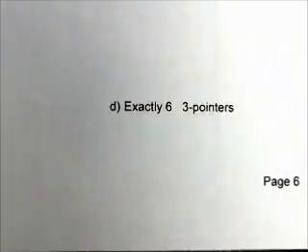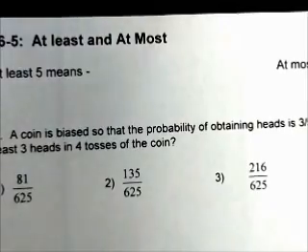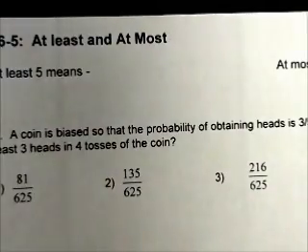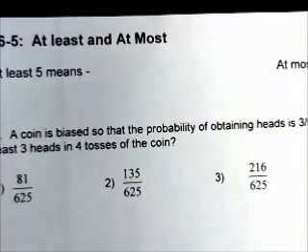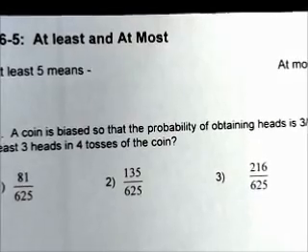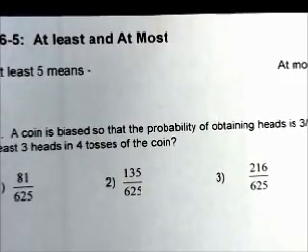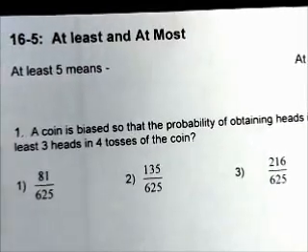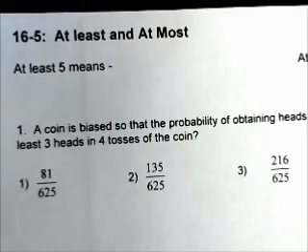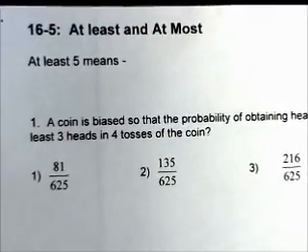Today we're on page 6 of our chapter 16 notes packet, section 5, at least and at most. So this is going to be one step beyond what we did yesterday in class. We're going to continue to use the formula from yesterday, nCr, p to the r, q to the n minus r. But we'll have at least or at most in the probability questions we're being asked.